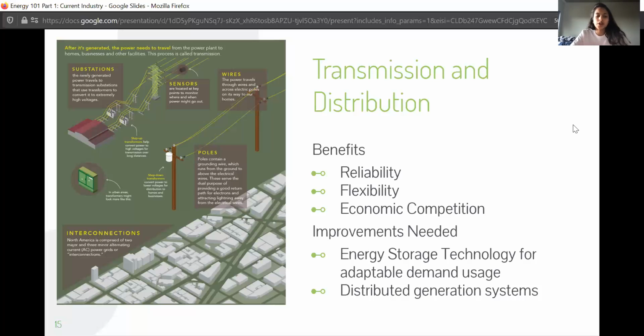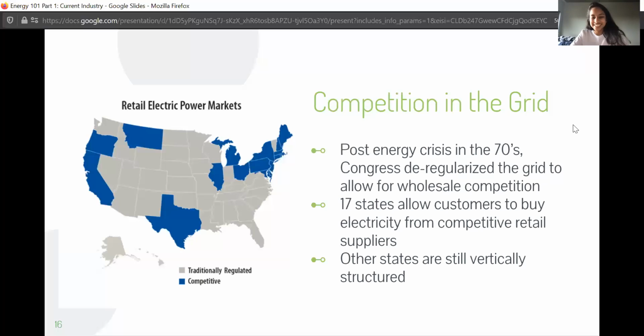Energy storage technologies could allow electricity to be stored for use when demand for electricity peaks or increases rapidly, which would increase efficiency and reliability. And distributed generation systems, such as solar panels on individual homes, could reduce the distance that electricity has to travel, and that could increase efficiency and save lots of money. So that's a wrap up. Next slide.